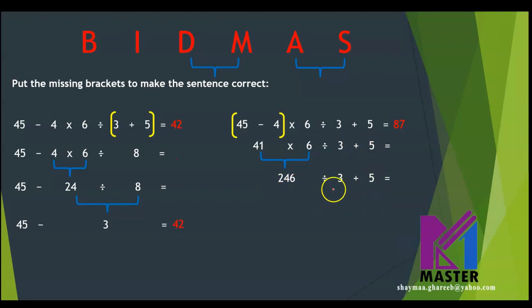Now I have only two operations, division and addition. I will do the division first. So 246 divided by 3 equals 82. 82 plus 5 equals 87. Is this clear?